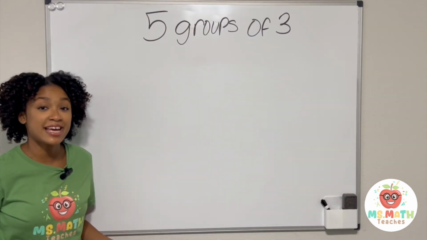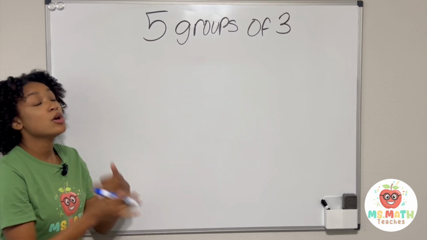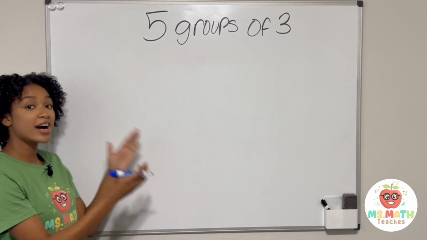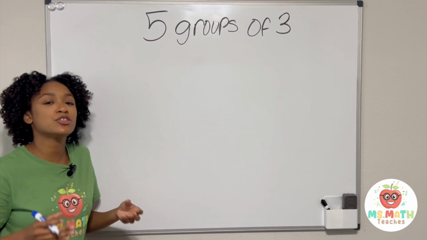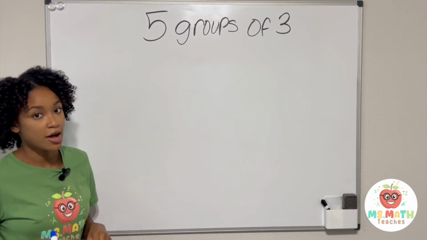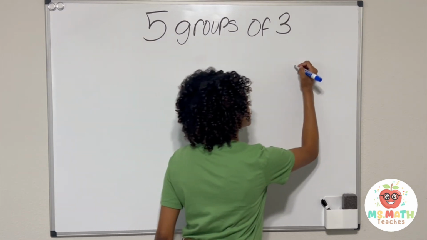Our problem of the day is 5 groups of 3. We need to use an array to make 5 groups of 3. But before we do that, we must understand 2 keywords here. The first word I want you to write down is row.